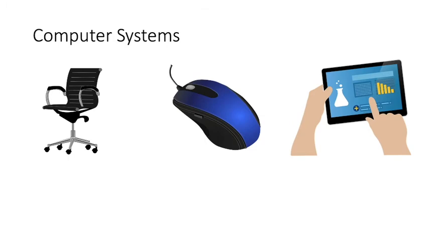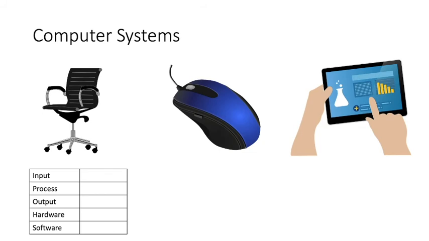Well, if we take a look at the first picture, which is a chair, does it take inputs? No. Does it process anything? No. Is there an output? No. It is made up of physical components, but there's no software. So I think we can say that a chair is not a computer system.